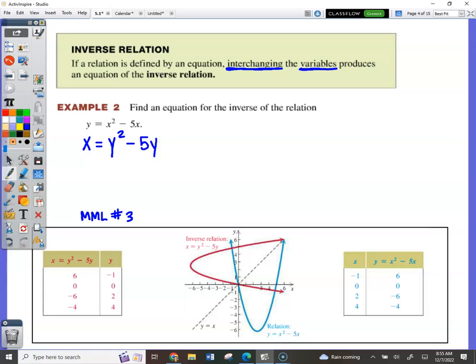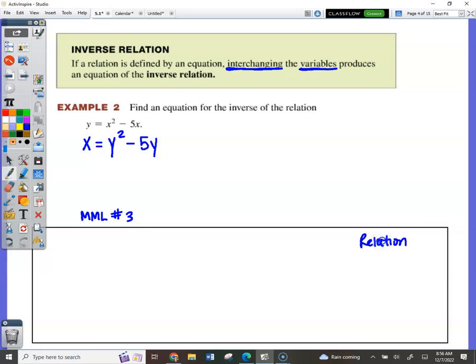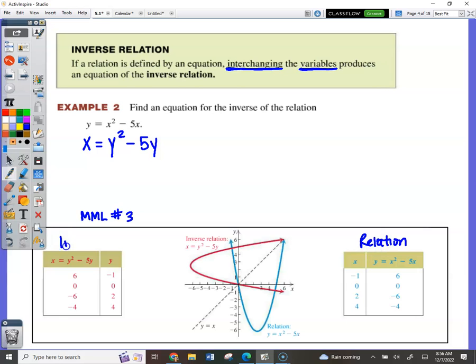These are T-tables, T-charts, right? This is the original relation. This is the first one. And then this is the inverse. If you are asked to plot it or to graph it, don't make it complicated. In the relation, you would just pick some numbers for x, plug it in, and see what you get for y. And then those, you just plot them, right?